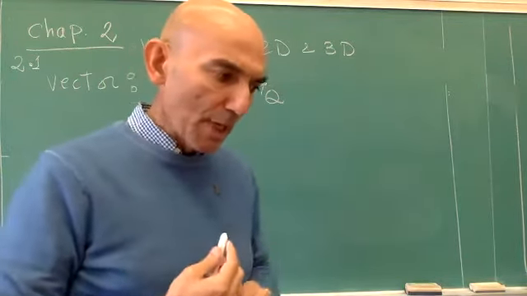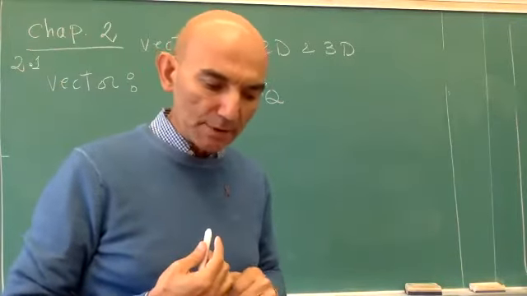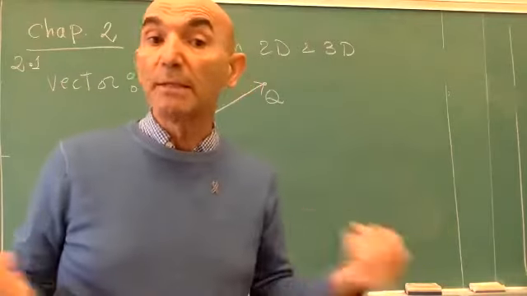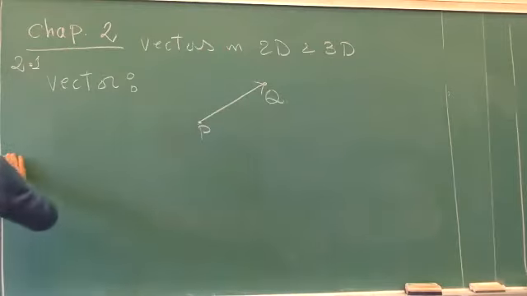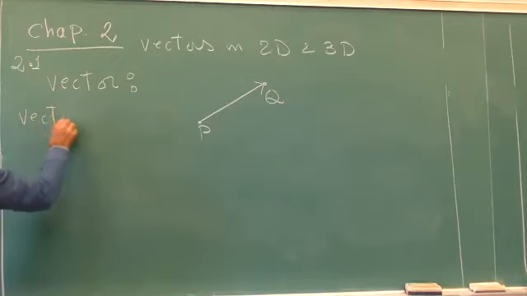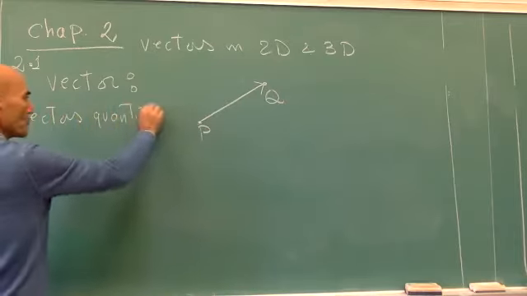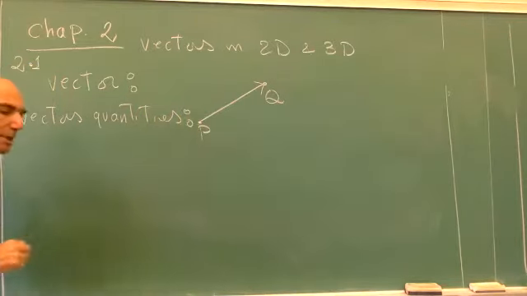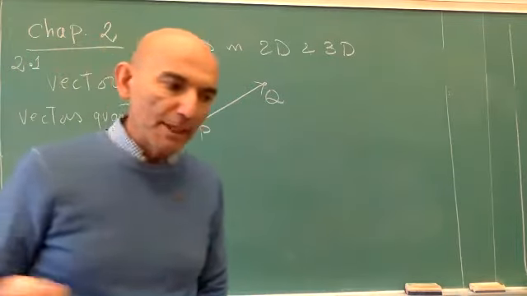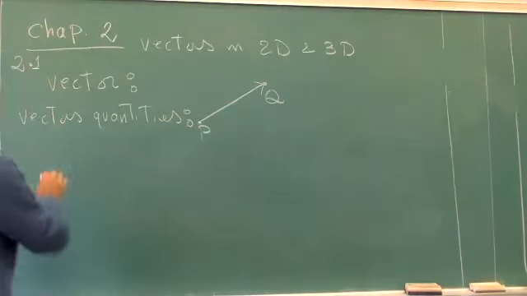The reason that vectors were introduced is because some quantities in nature and in mathematics are actually vectors. Vector quantities. The simplest one you have seen, I'm sure, is velocity, for example, which is a vector, right?